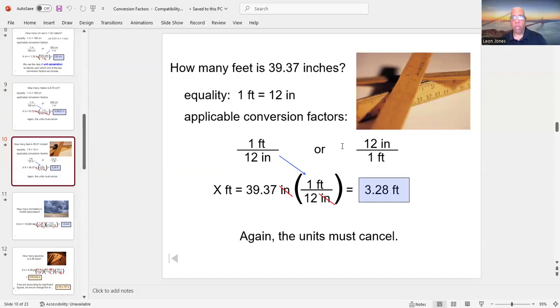Like this one, 39.37 inches. What we want to do is convert that to feet. So here's how I'm going to do it. To convert 39.37 inches to feet, I know that 1 foot equals 12 inches. So what am I going to do? I'm going to divide 39.37 inches by 12 inches, and I get 3.28 feet. Now, what happens to the inches? They cancel because I'm going from inches to feet. Let's try another problem.